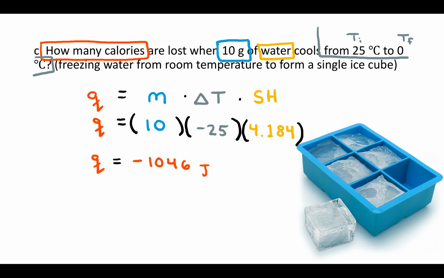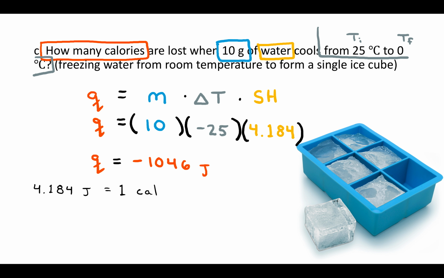Now we want the units in the heat units to be calories, so we have to do a conversion. Every time you do a conversion, you need a conversion factor that relates the two units. So how do joules and calories relate? Well, there are 4.184 joules in every 1 calorie. A good conversion factor to have memorized.